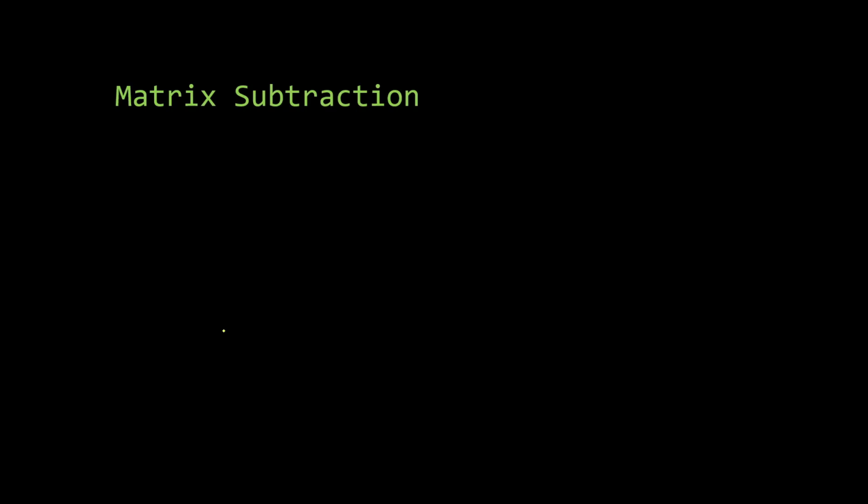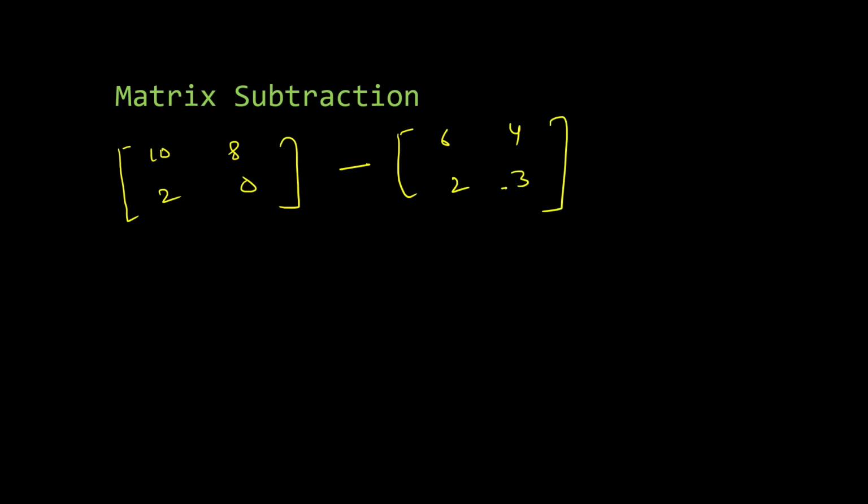Now matrix subtraction, it is again very simple, and you might have guessed, we just subtract the elements from the corresponding elements. So suppose this is my matrix 10, 8, 2, 0, and another matrix is 6, 4, 2, 3, or we can have negative elements also. So if you want to do this subtraction, you will subtract element wise. So this would be 10 minus 6, which is 4. Next element would be 8 minus 4, which is 4 again. Next element here would be 2 minus 2, which is 0.